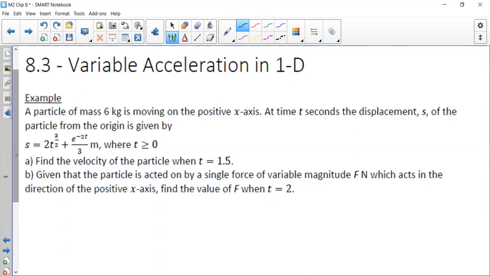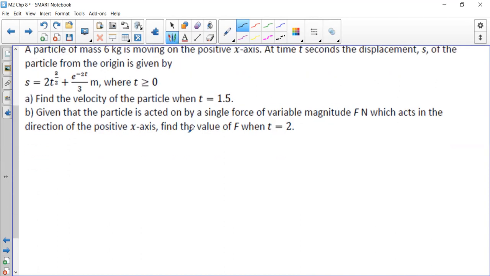Next one, carry on. Example: a particle of mass 6 kg is moving on the positive x-axis. At time t seconds, the displacement from the origin is given by an equation here. Once you see the equation, you know it's about differentiation and integration, a function of t. Find the velocity of the particle when t equals 1.5.